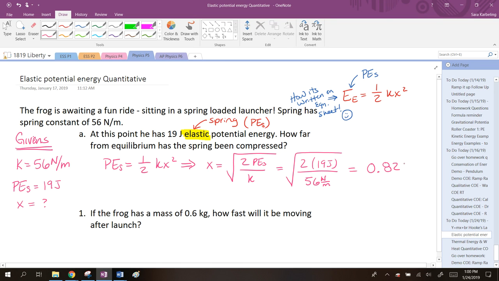0.824 meters. I'm just going to do 0.82 because I'm lazy. Oh, no, I'm writing the 4. My body was like, must write 4. All right.